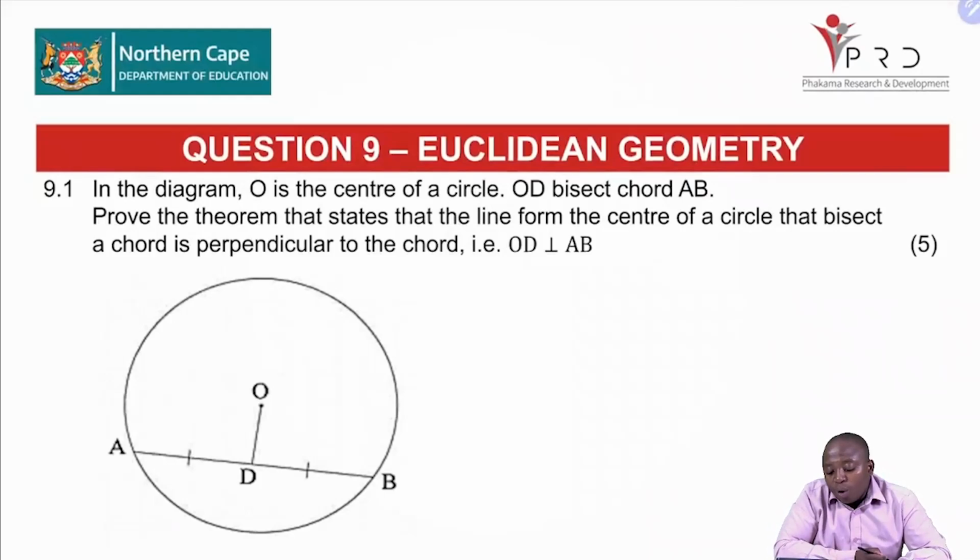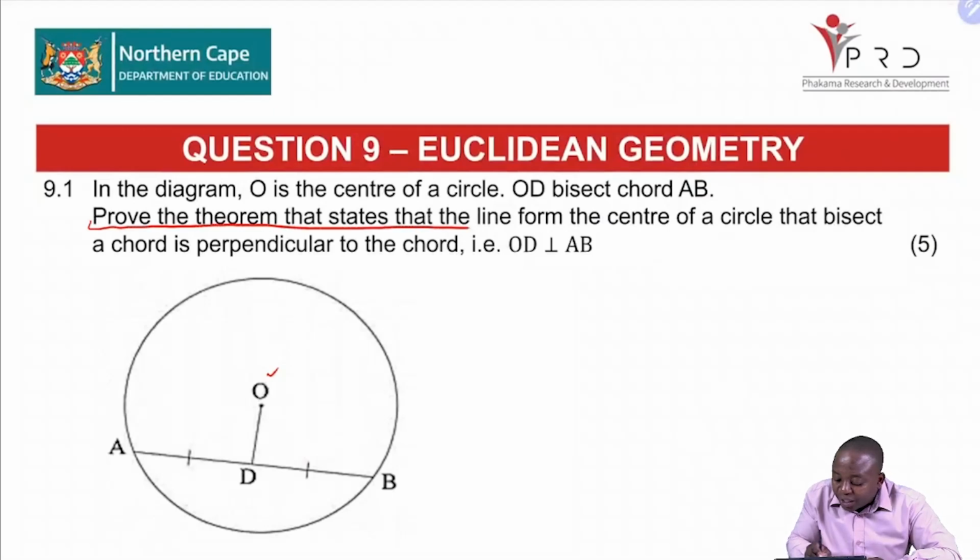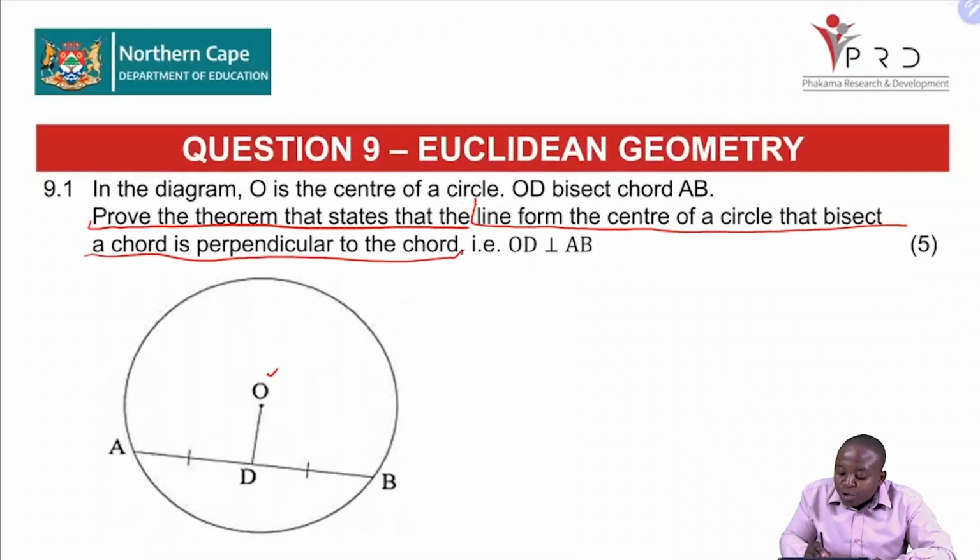In the diagram, O is the center of the circle. OD bisects chord AB, meaning AD and DB are equal. They are even showing us from the diagram. Prove the theorem. We are proving a theorem that states that the line from the center of the circle that bisects the chord is perpendicular to the chord. In simple terms, we are proving that OD is perpendicular to AB. That's what we are required to prove.